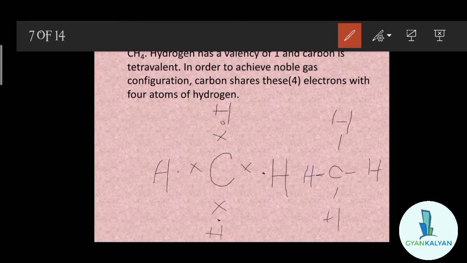So this is the bonding in CH4 जिसका नाम है मीथेन. मीथेन में इस तरीके से bonding होती है. So you can see that 1 electron each is being shared. So this is the formation of the methane molecule. I hope आपको समझ में आया.